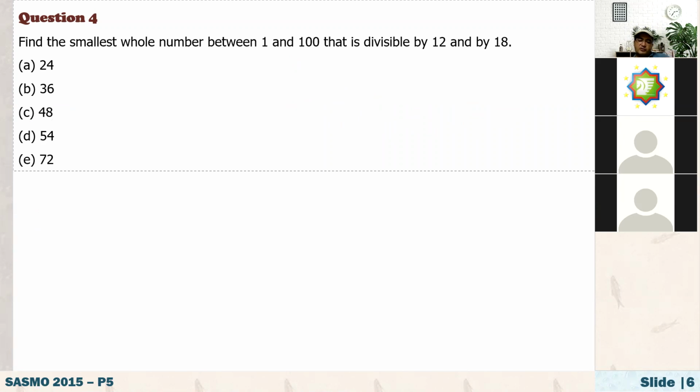Yes. Can you read the question, Sunay? Find the smallest whole number between 1 and 100 that is divisible by 12 and by 18. What do you think, Sunay? What is the answer? What number between 1 and 100 is divisible by 12 and 18? The smallest number.